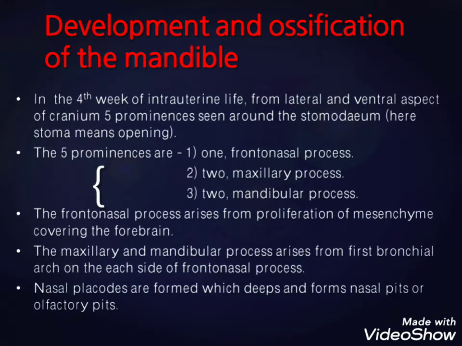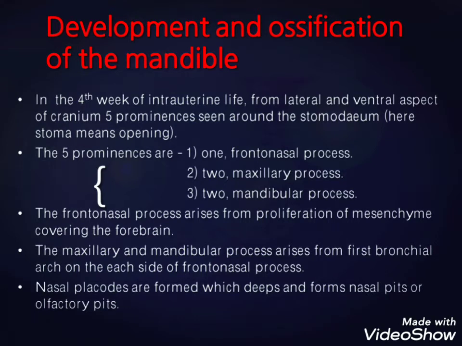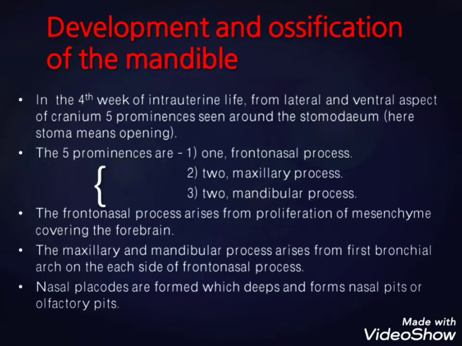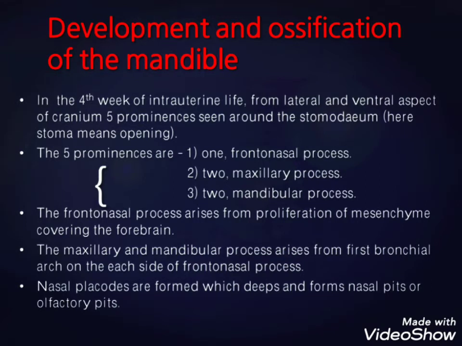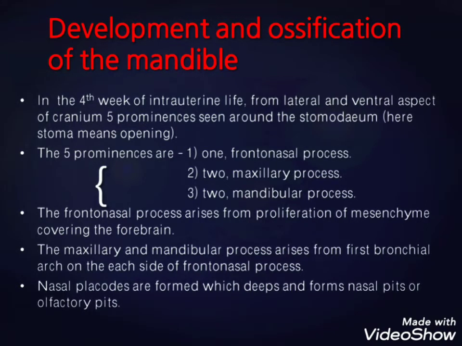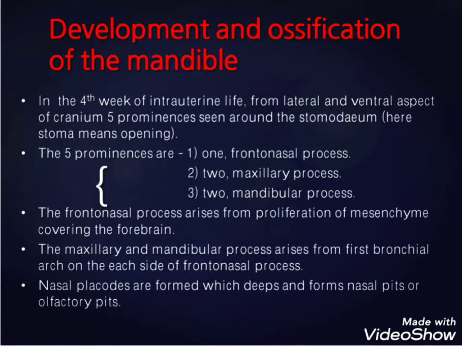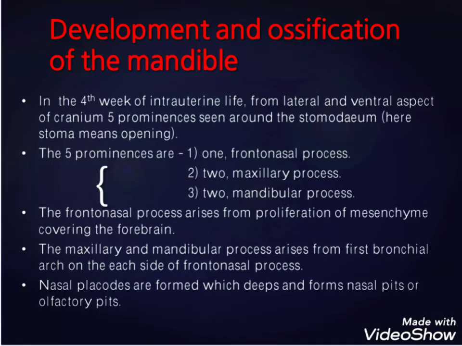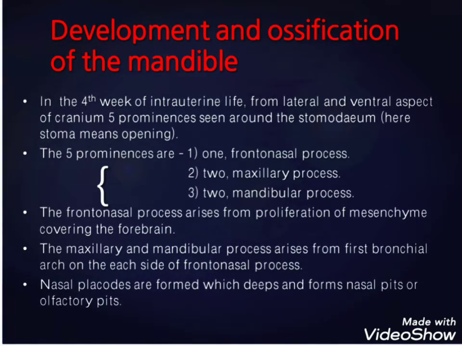The five prominences are one frontonasal process, two maxillary processes, and two mandibular processes. The frontonasal process arises from the proliferation of the mesenchyme covering the forebrain. The maxillary and mandibular processes arise from the first branchial arch on each side of the frontonasal process. The nasal placodes are formed, which deepen and form nasal pits or olfactory pits.